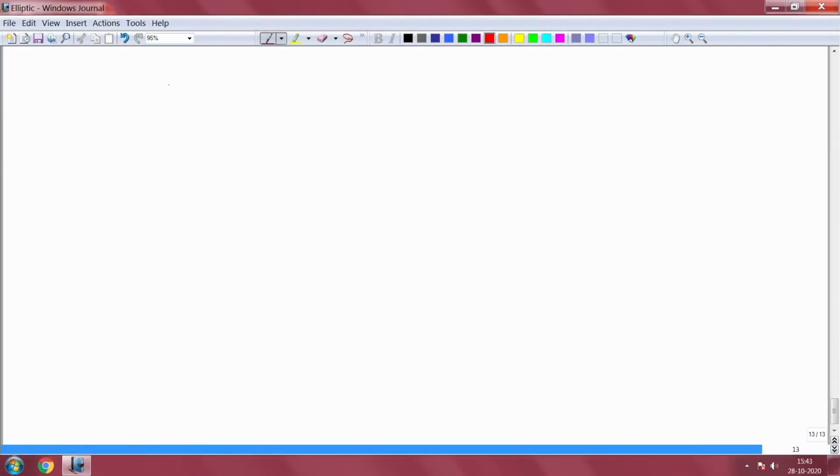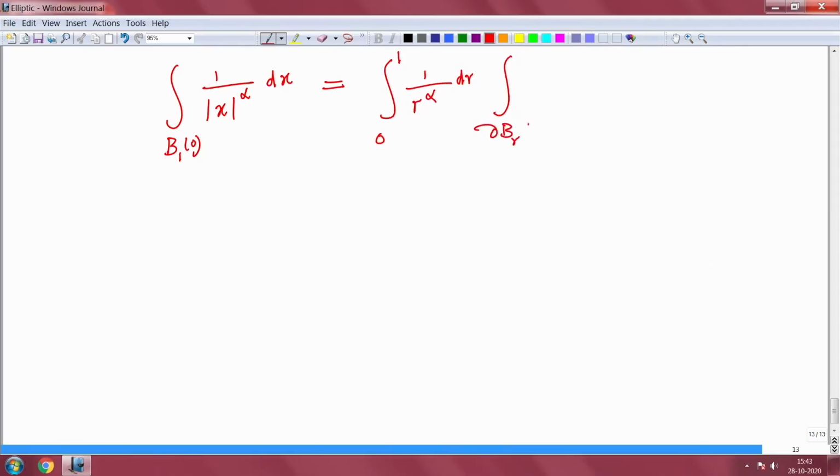I want to understand this one, the integral of 1 by mod x to the power alpha over B1(0) dx. I use that method. This is equal to the integral of, so I use the same thing, this is a radial function. So, this is nothing but 1 over r to the power alpha dr, integral over the boundary of B_r(0) dS_r(y). You should know how to do this one.